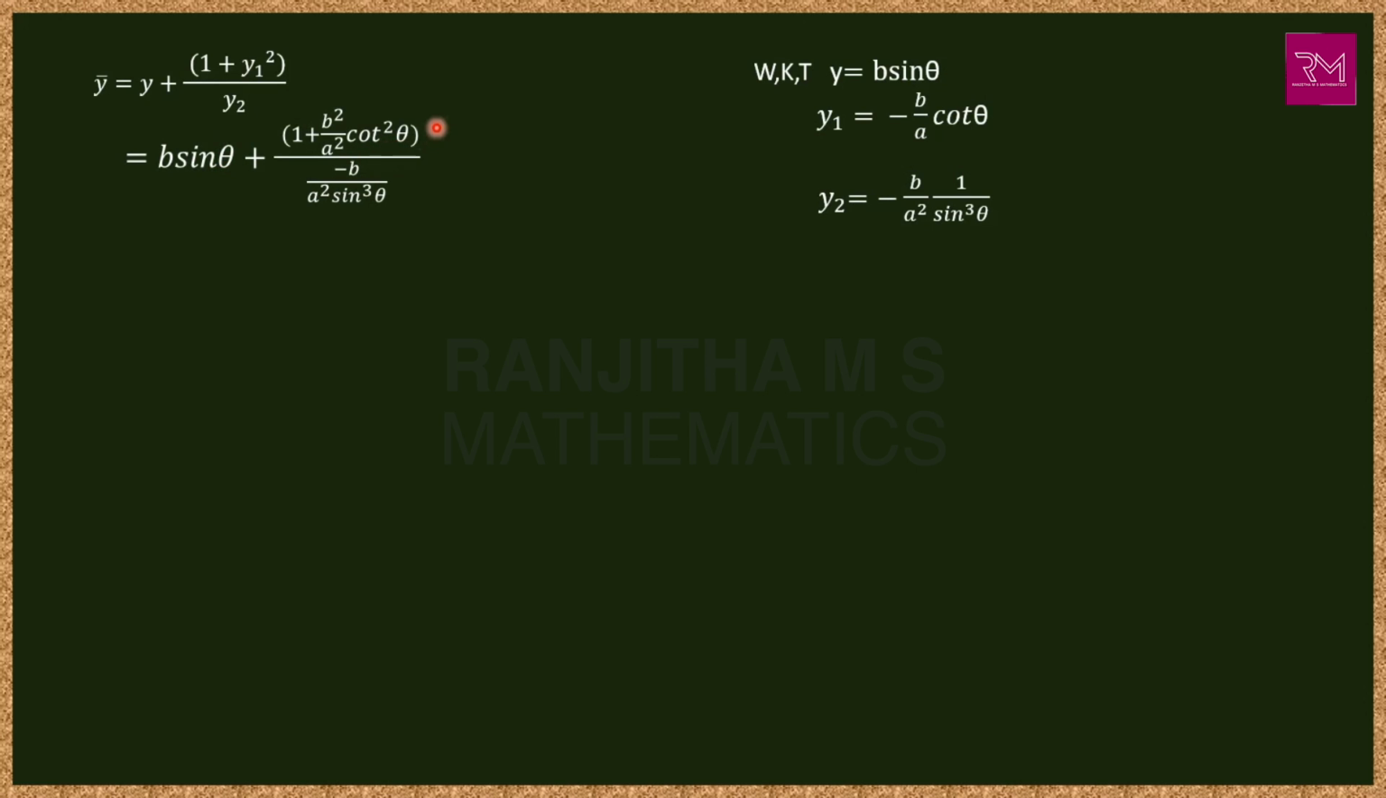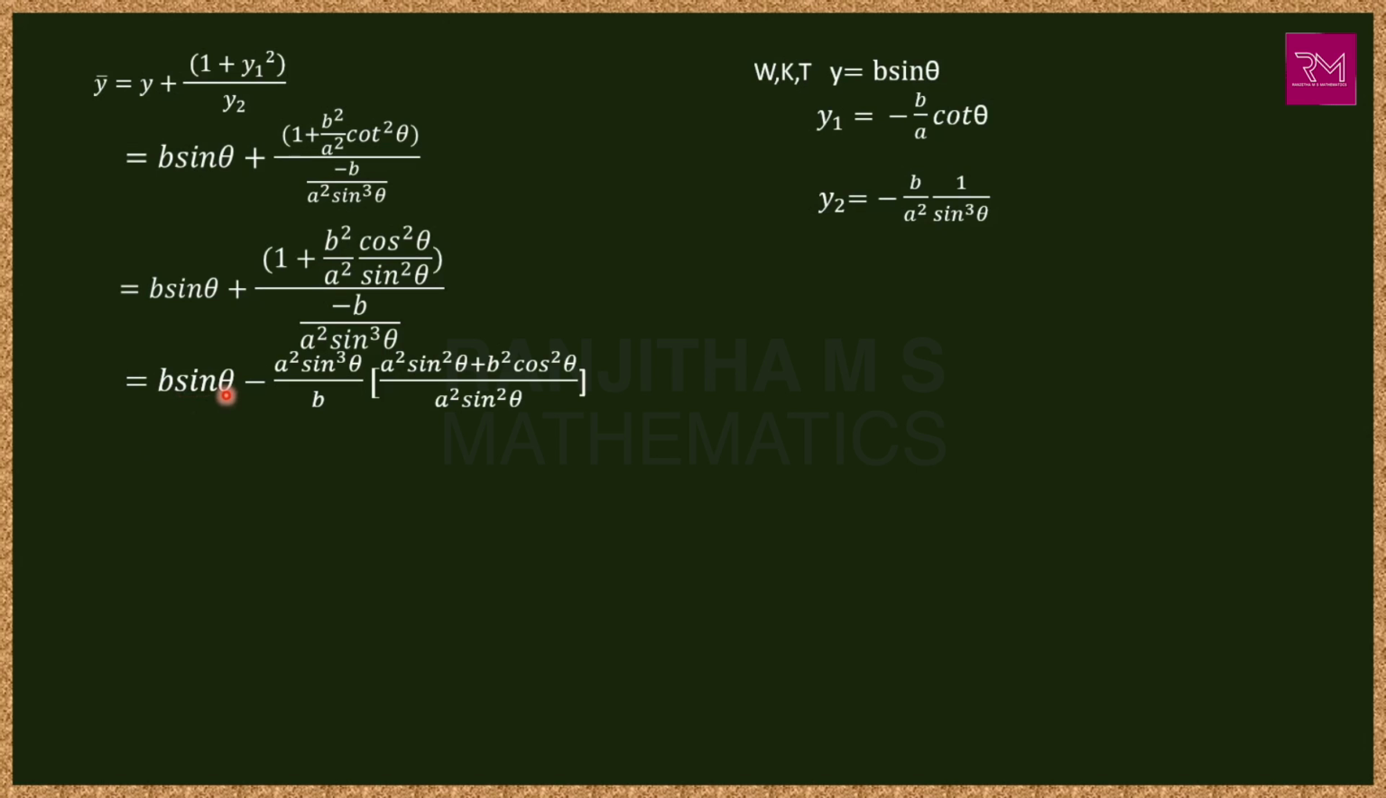Here we have cot values, so we have to replace cot in terms of sin and cos as b sin theta plus 1 plus b square by a square into cot square theta is cos square theta by sin square theta, divided by minus b by a square into sin cube theta. Here plus into minus is minus, and take b by a square into sin cube theta to the numerator. We get y bar value as b sin theta minus a square sin cube theta divided by b into, here take a square into sin square theta as LCM and simplify, we get a square sin square theta plus b square cos square theta divided by a square into sin square theta.